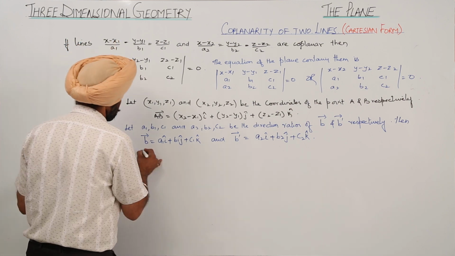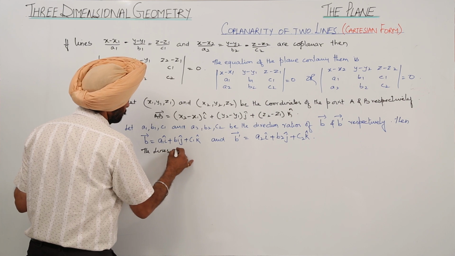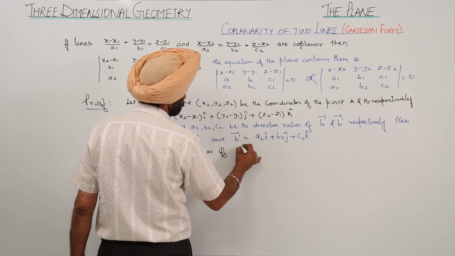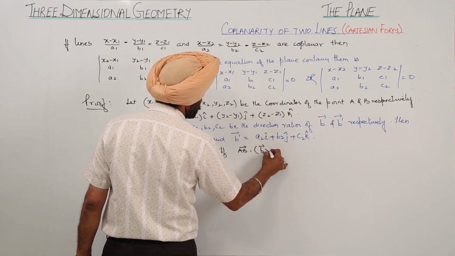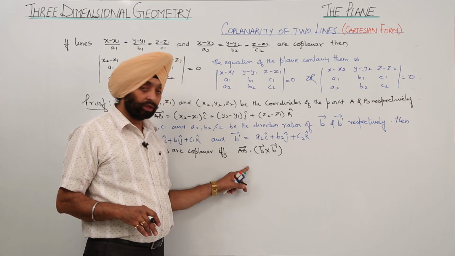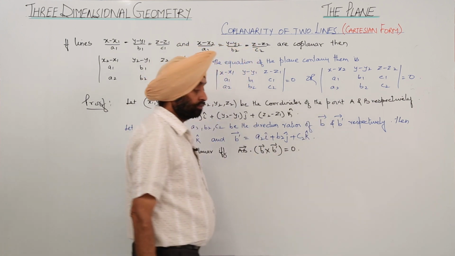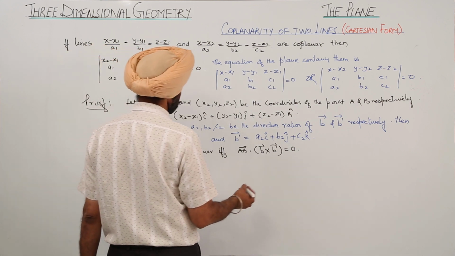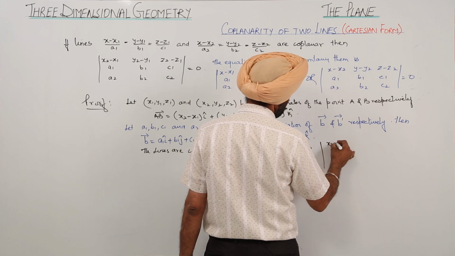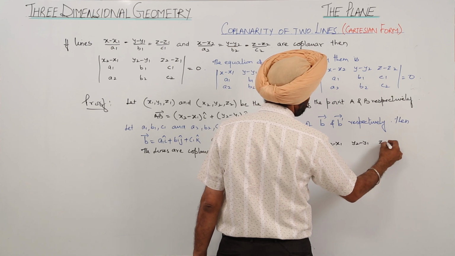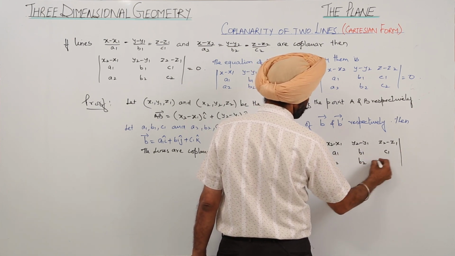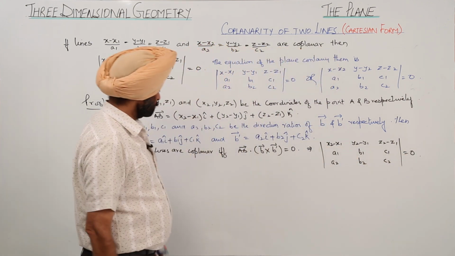Now the lines are coplanar if and only if the dot product of vector AB with the cross product of vector b and vector b dash is equal to 0. Okay. And this implies the determinant with rows x2 minus x1, y2 minus y1, z2 minus z1; a1, b1, c1; a2, b2, c2, is equal to 0. Okay. So, this implies that one.